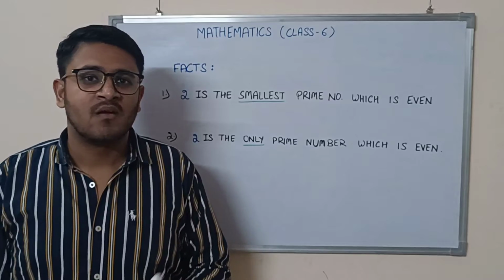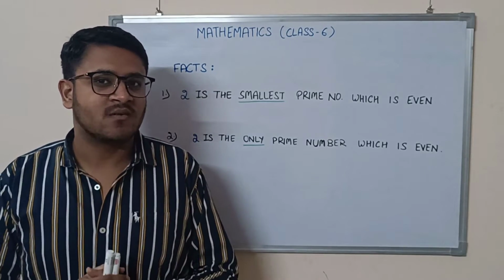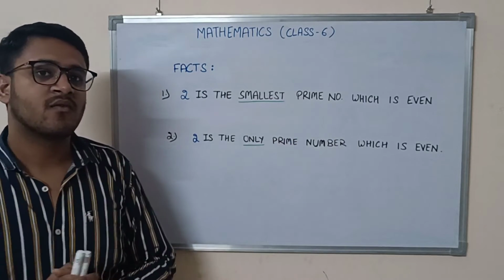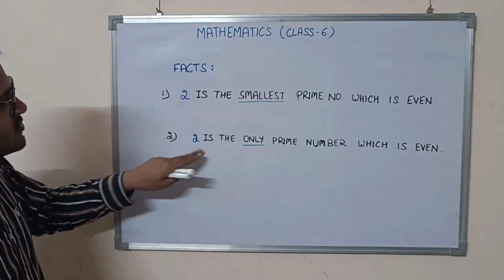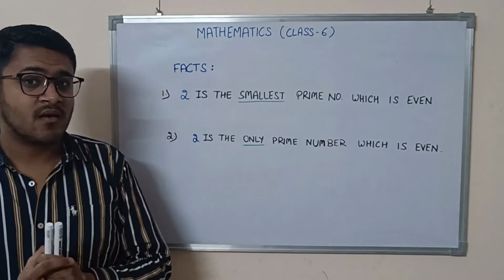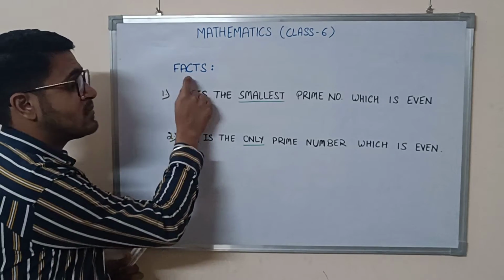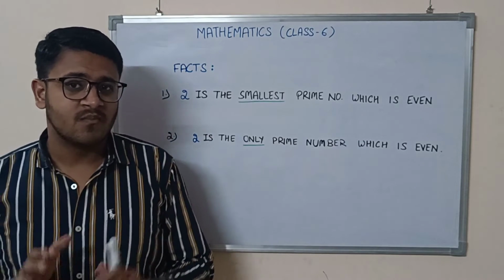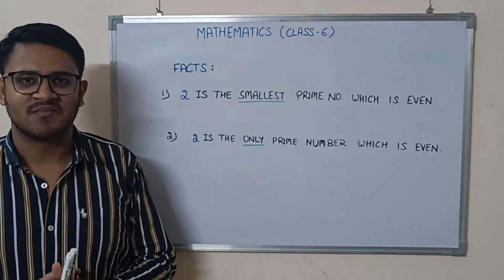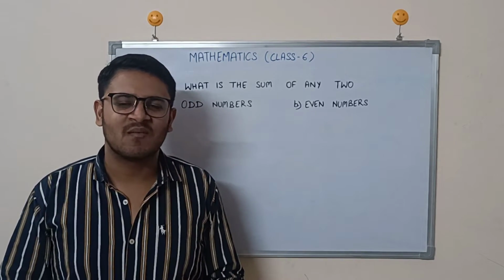Now let's discuss some very important facts about prime numbers. First, 2 is the smallest prime number which is even. The second is that 2 is the only prime number which is even. We need to take care of this and remember these two very important facts. These will help us in future questions and problems. Let's start with exercise number 3.2.